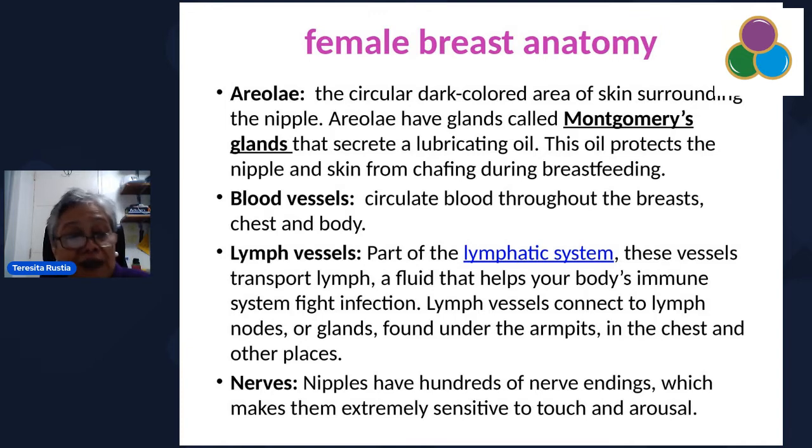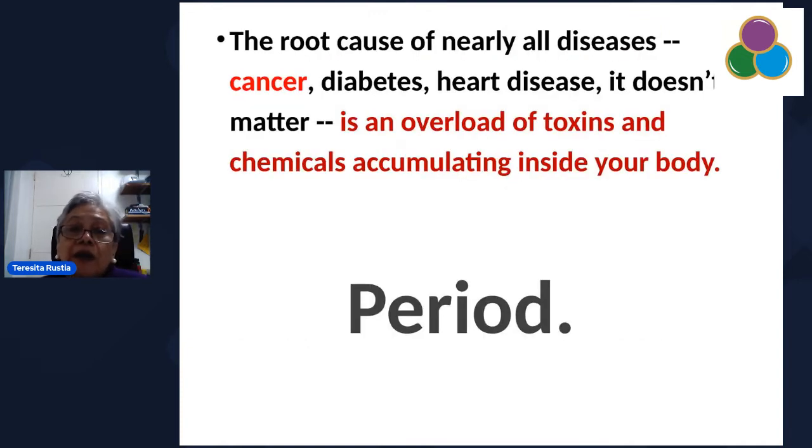Okay, next slide, please. The root cause of nearly all diseases, cancer especially, and even diabetes and heart disease, is an overload of toxins and chemicals accumulating inside our body. All right? These are the ones causing us our diseases and our discomforts. Next slide, please.